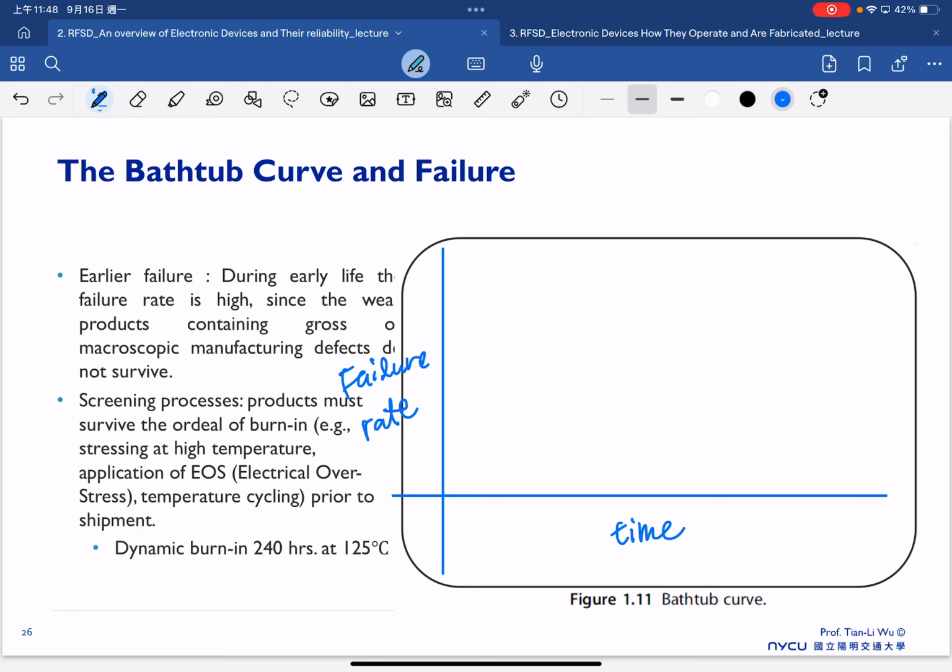So in general, no matter what kind of product, or even for humans, it's the same. We always have three phases of the failure rate with respect to time. The first is that we have a very high failure rate in the beginning. This is usually what we call infant mortality.